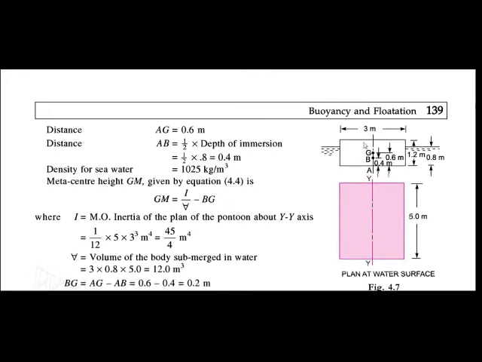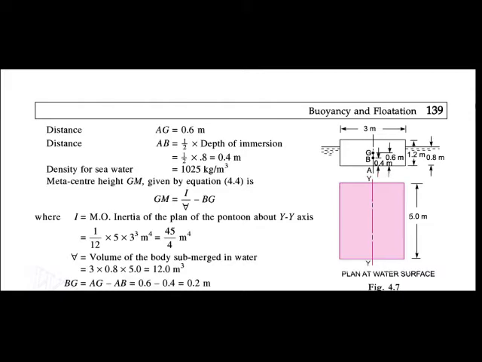If the height is 1.2, then the center of gravity will act at the center of this 1.2, that is at the distance of 0.6. So from A to G the distance is 0.6 meter. Then B means the center of buoyancy, that is the center of the portion of the body which is immersed or submerged in the water.